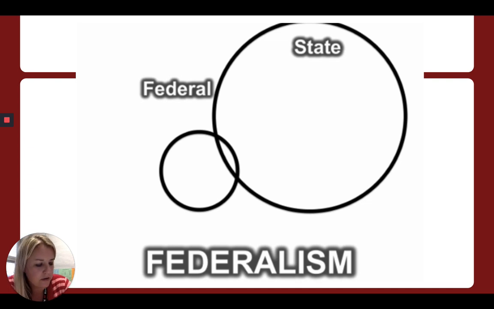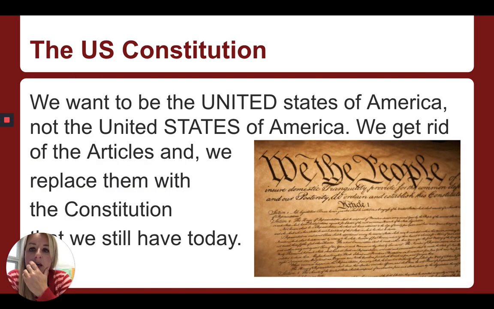So under the Articles, the version of federalism that we had looked like this. The states had tons of power. The federal government had very, very little power. And so we had to balance this out more. We wanted to be the United States of America, right? Not the United States of America. We needed to change that emphasis away from the states. The states were still important, but focus it more on that united part.